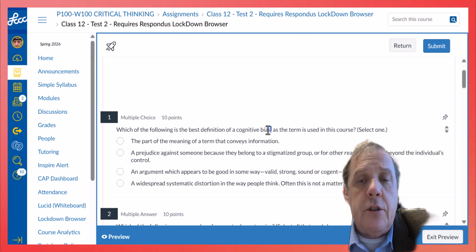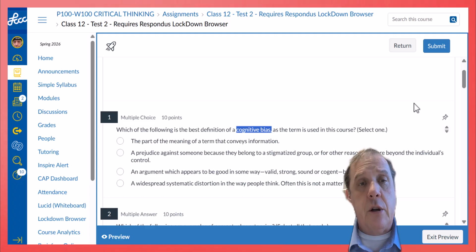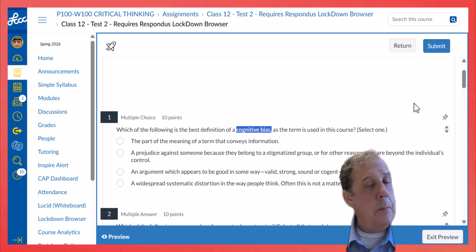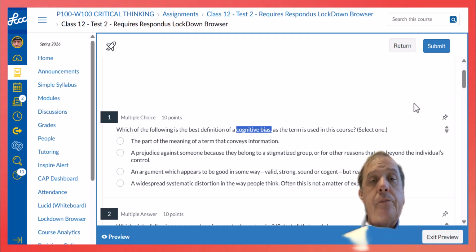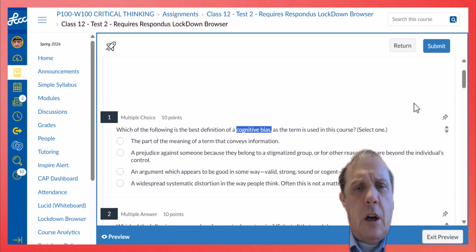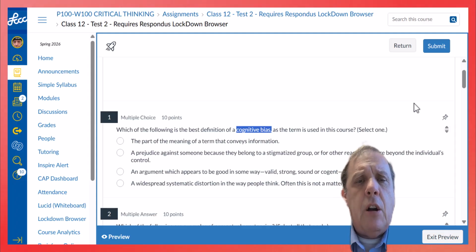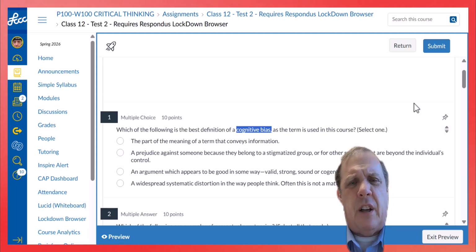Cognitive bias was also on the previous test. It's one of our basic terms for the psychological approach to critical thinking. It should be on your review sheet here, and hopefully you took notes on it. So we can run through these. The part of the meaning of a term that conveys information, that doesn't sound like anything we've studied. We can rule that one out pretty quickly.